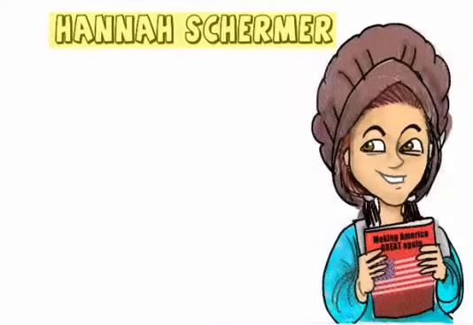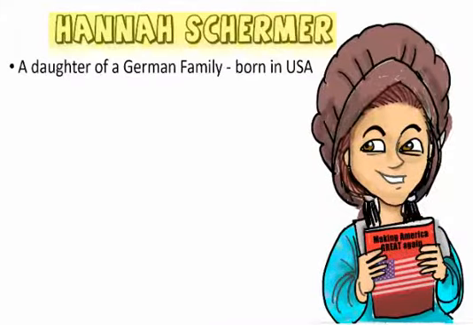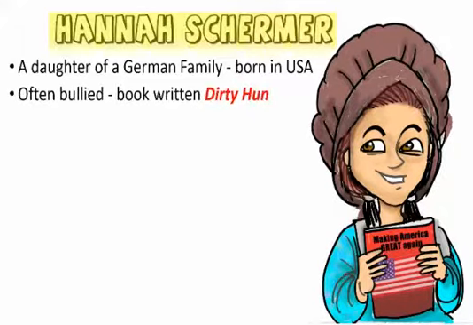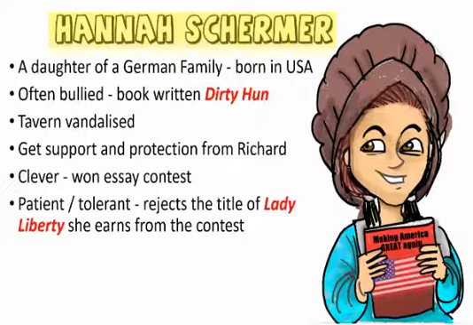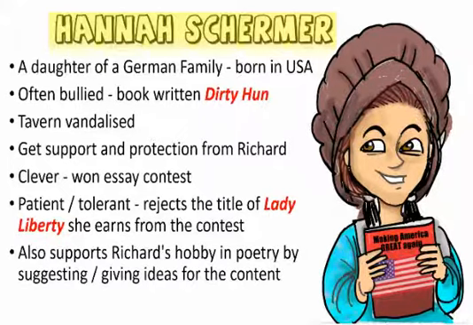Okay, next we have Hana Sharma. Hana Sharma is a daughter of a German family, but she was born in the US. She is often bullied. For example, her book was written Dirty Hand all over. Her tavern was vandalized. She gets support and protection from Richard. She is clever. She used to win an essay contest. She is patient and tolerant. She rejects the title of Lady Liberty she earns from the essay contest. She also supports Richard's hobby in poetry by suggesting and giving ideas for the content.